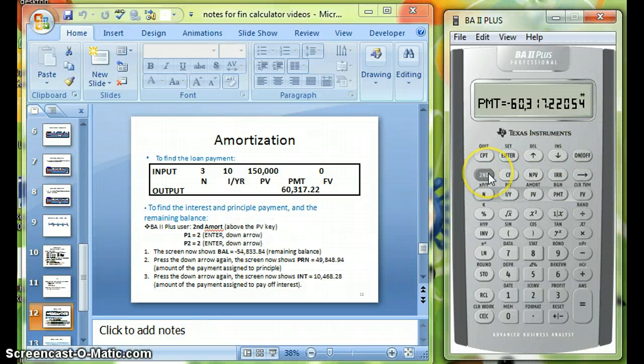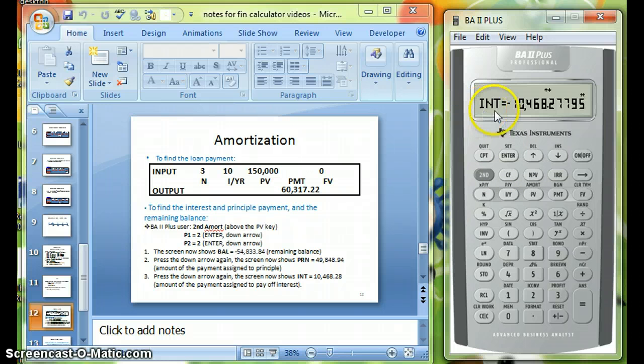To understand the structure of this amortization, we go second amort, and for example, if we leave P1 as 2 and P2 as 2, we can go down and we will see the BAL, which is the remaining balance. It will show us $54,800, which is the remaining balance after 2 payments, or say after 2 years in this case. How much do you still owe after 2 years?